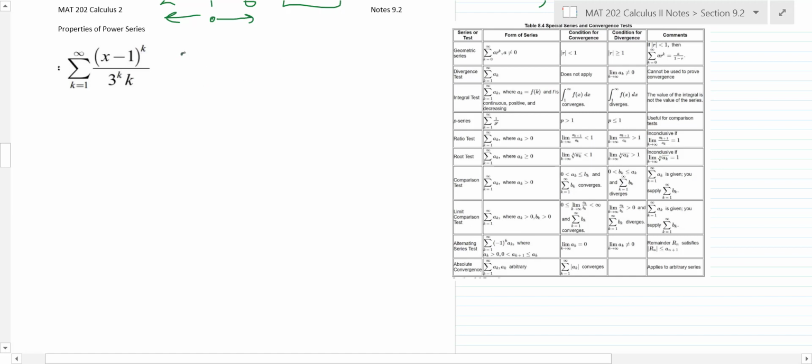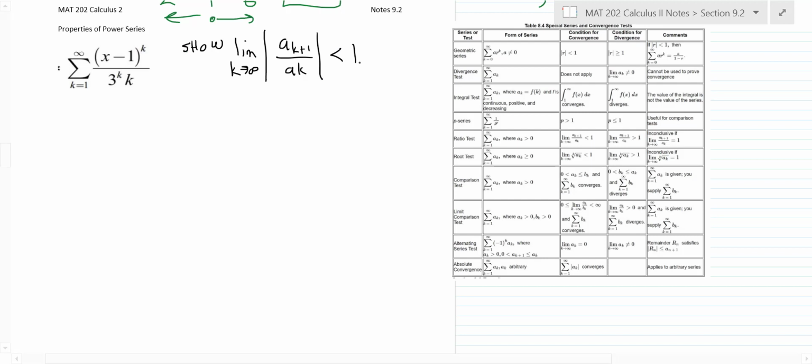So what we're ultimately going to do on this problem is show by the ratio test that the limit as k goes to infinity of, and we're doing absolute convergence, so the absolute value of a sub k plus 1 over a sub k is less than 1. So we're going to work out that limit, set it less than 1, and solve that inequality to find that interval of convergence. That's the whole goal right there. When you're doing these problems, you want to get that in mind. So let's go ahead and set up our ratio test.